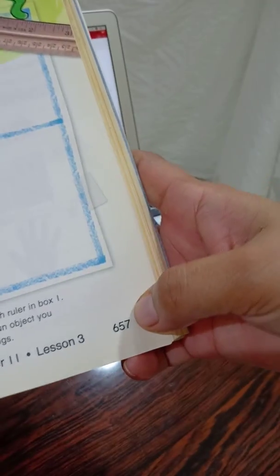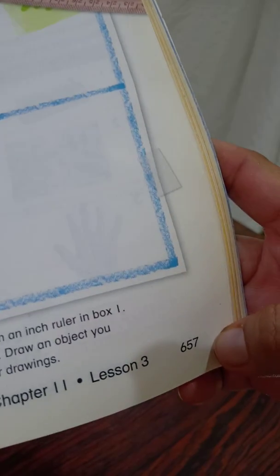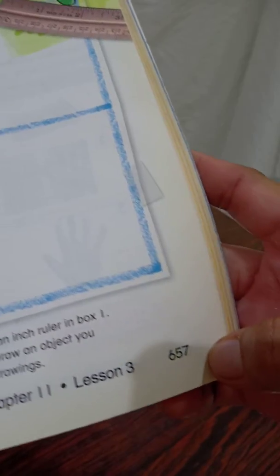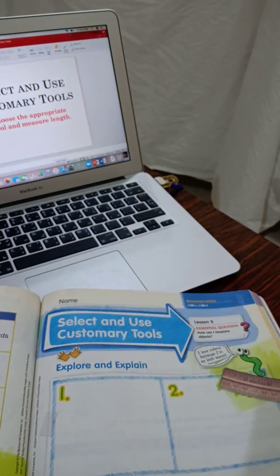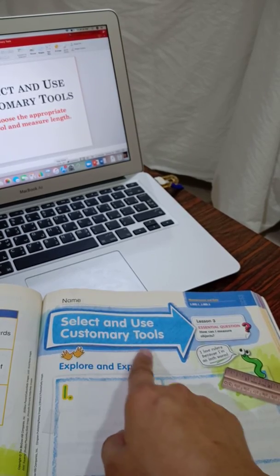Kindly open your book on page 657. Again, kindly open your book on page 657. The title of our lesson is Select and Use Customary Tools.